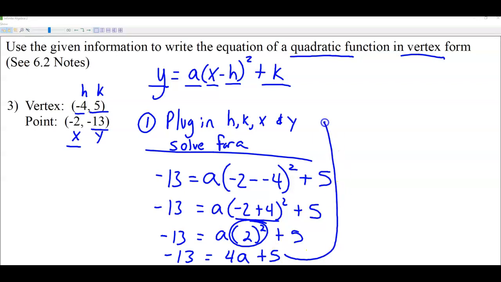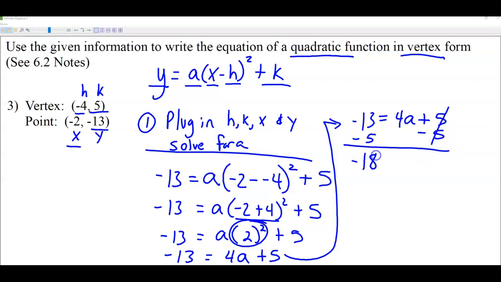Next, we're going to solve that equation for a. So how do we get a by itself? The first thing I would do is subtract 5 on both sides. And then I would divide both sides by 4. Now that's a fraction. It's not going to go in there evenly, but we can reduce it to negative 9 over 2. And there's my a value. So that's step 1: plug in your h, k, x, and y and solve for a. Step 2, you're ready to write your equation.